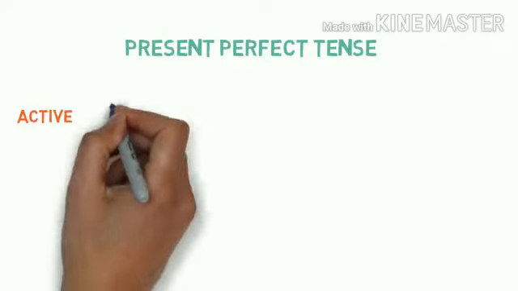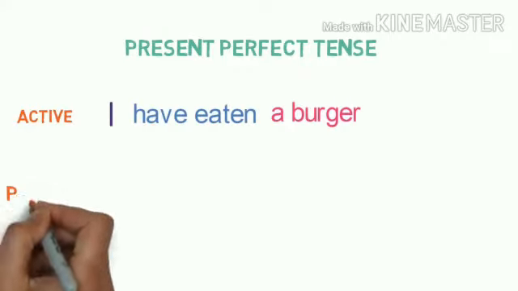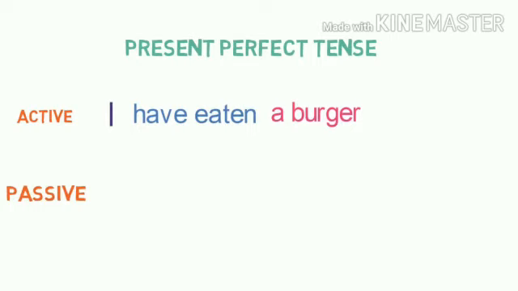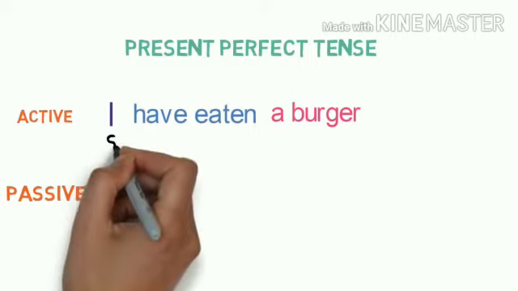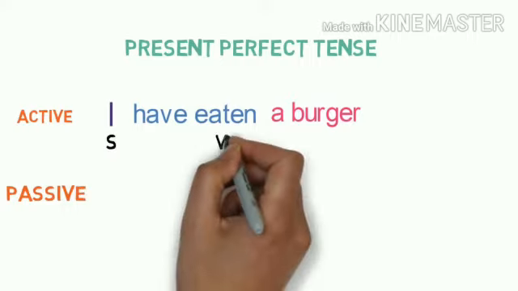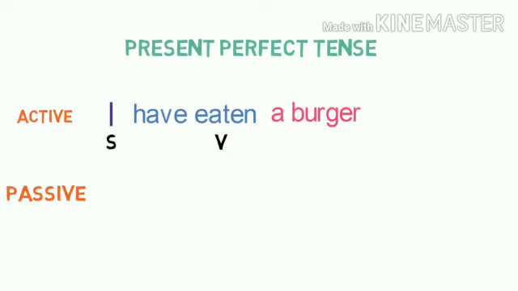Next, let's see an example of present perfect tense. Present perfect tense sentence: I have eaten a burger. Passive sentence: firstly, as per the first law, we need to identify the SVO, that is subject, verb and object. Here the subject is I, the verb is eaten, and the object is a burger.